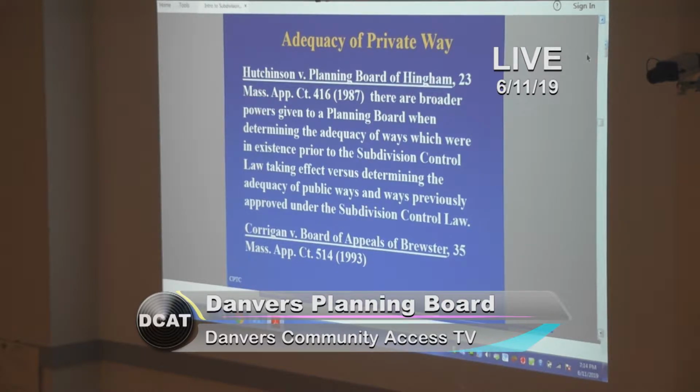So as I said, private ways give the board a little bit broader authority in terms of determining what is adequate. I had a case involving a road that had previously served a bunch of sort of vacation lakefront cottages. Over the years, it got more built up. The lakefront cottages got winterized, expanded upon. Now all of a sudden you have 20-some full-size year-round single-family homes.